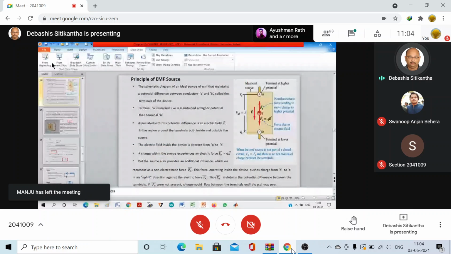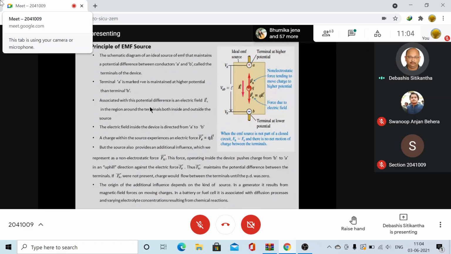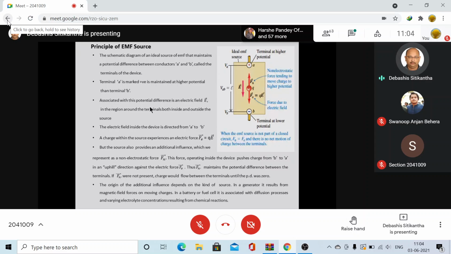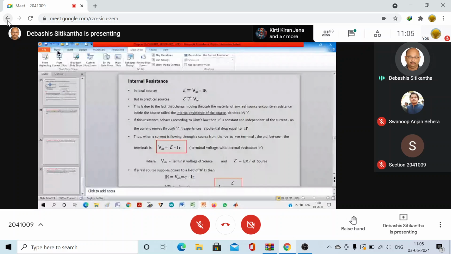In the last class, I introduced the principle of the EMF source. I told you what an EMF source is. Today I will tell you what is actually happening inside this EMF source and how it is capable of developing an electric field inside a conductor connected to a load. And if time permits, we'll start with power problems.